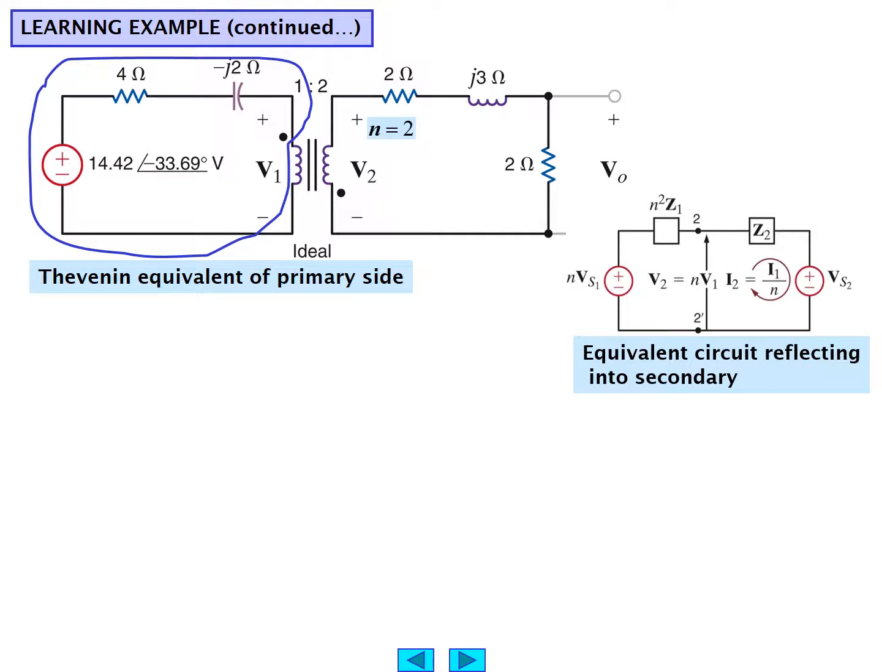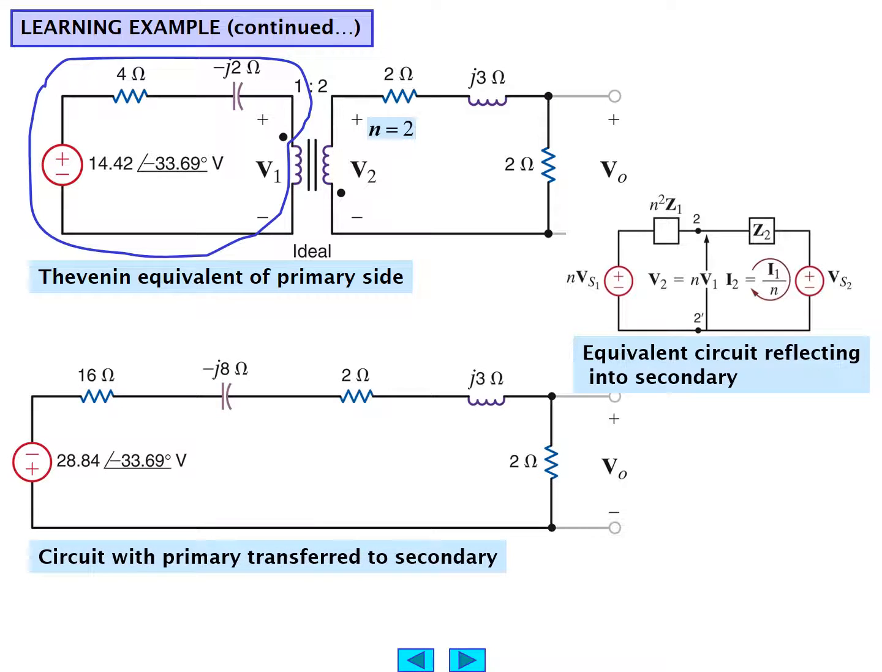Since we're now reflecting this circuit into the secondary, we will call up from our notes the representation of the secondary circuit analysis and apply it here. And the secondary circuit analysis would then reflect the primary to the secondary. So what used to be 14.42 is multiplied by little n being 2, is now 28.84. The angle does not change, though, because n is a real number, and when we multiply a polar number by a real number, only the magnitude changes, but certainly not the phase angle of minus 33.69 degrees volts.